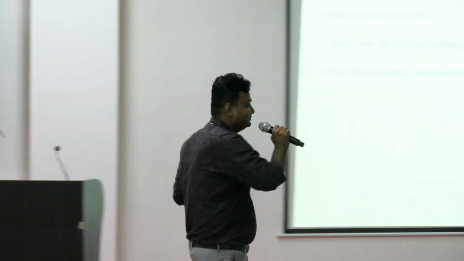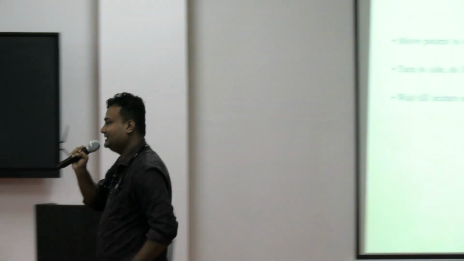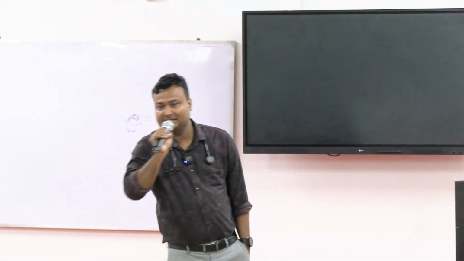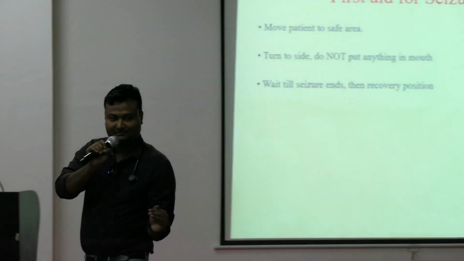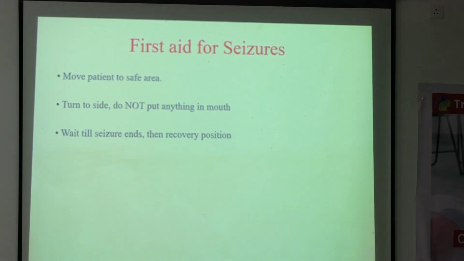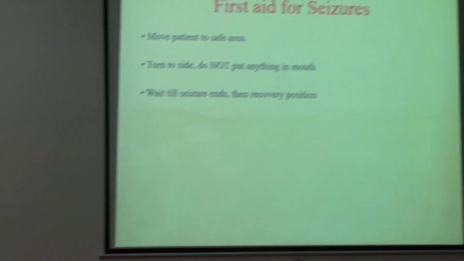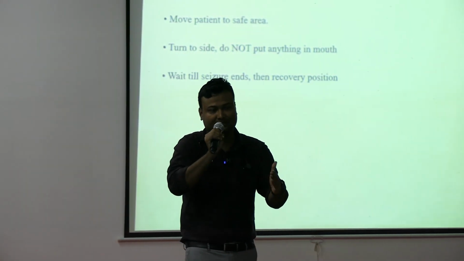So first step for seizure, seizure can occur anywhere, any place. First step is you have to ensure the safety of the scene. You have to prevent any injury to you and the patient also. So you have to move the patient to a safe place. Next step is to make the patient's head and neck stable, so that there should not be any injury to the head or neck part during convulsion. Then we have to turn the patient to one side.